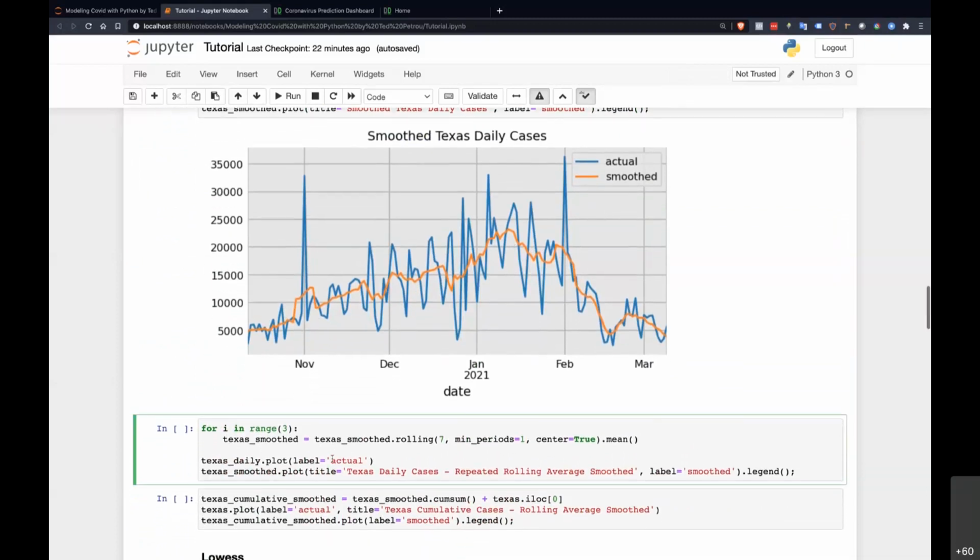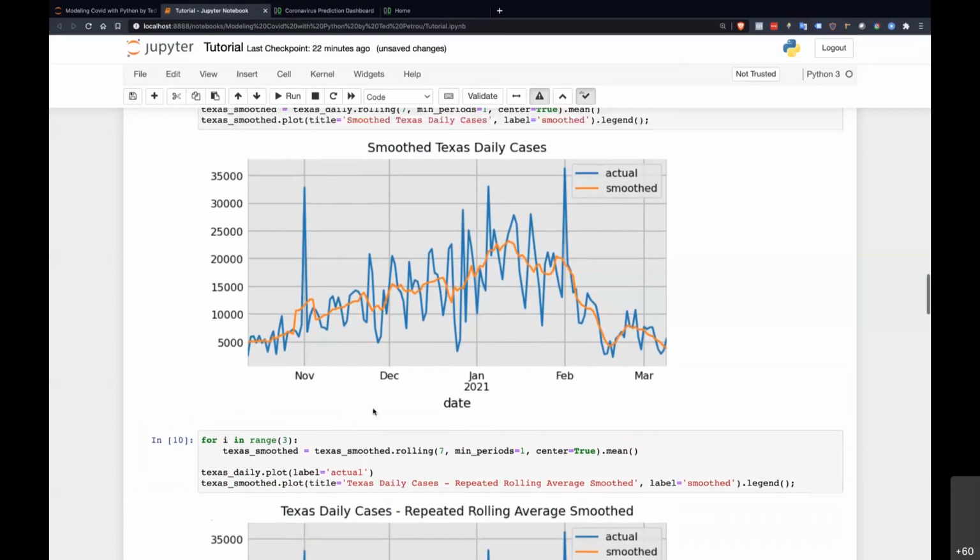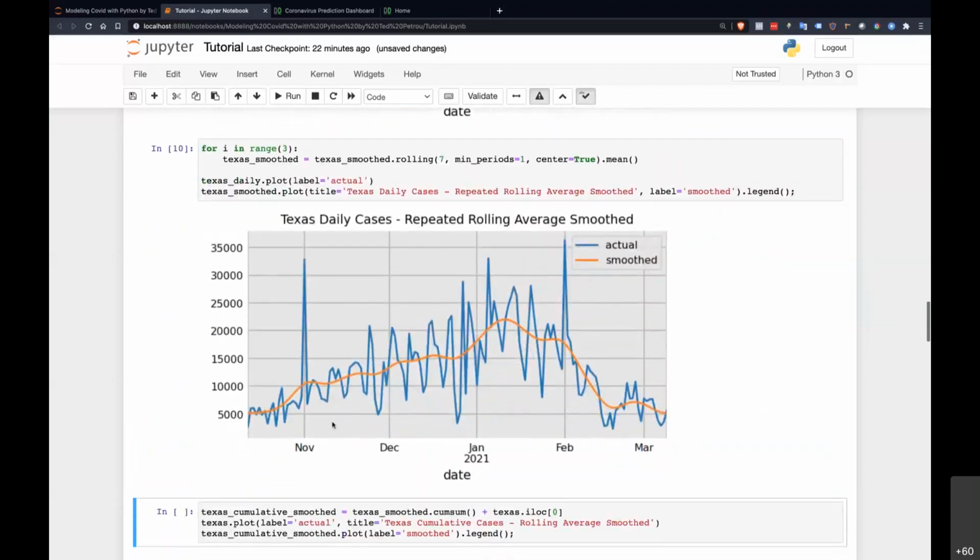Now, what you can do is repeated smoothing. That means you take the rolling average and do a rolling average on that. Here it's done 3 more times for a total of 4 times, and you can see it gets smoother. If you continuously do it, it'll end up being essentially a straight line, so you have to be careful about over-smoothing with repeated averaging.